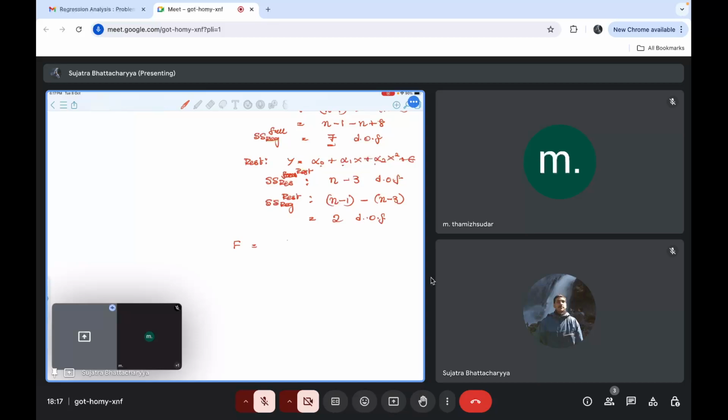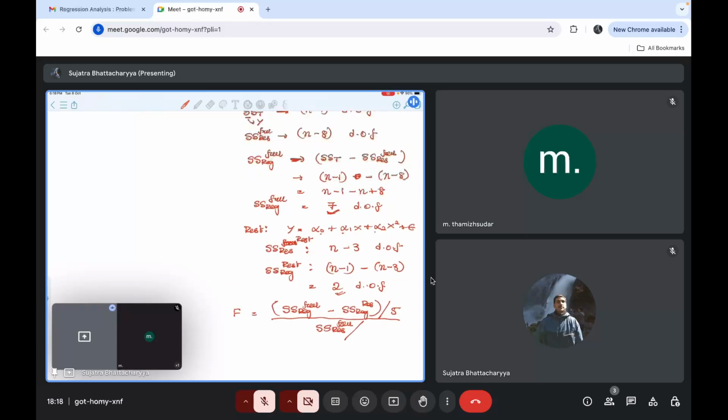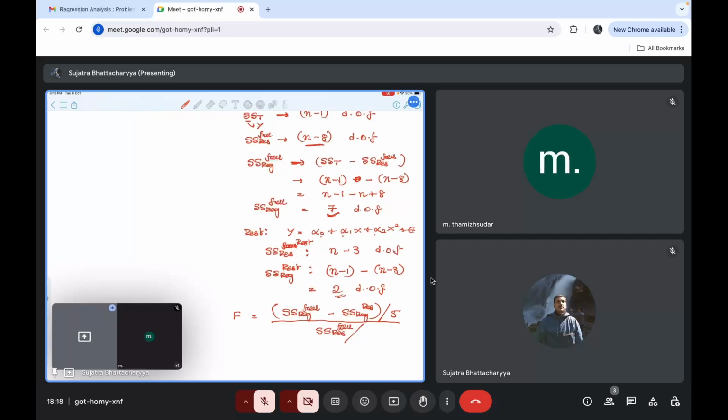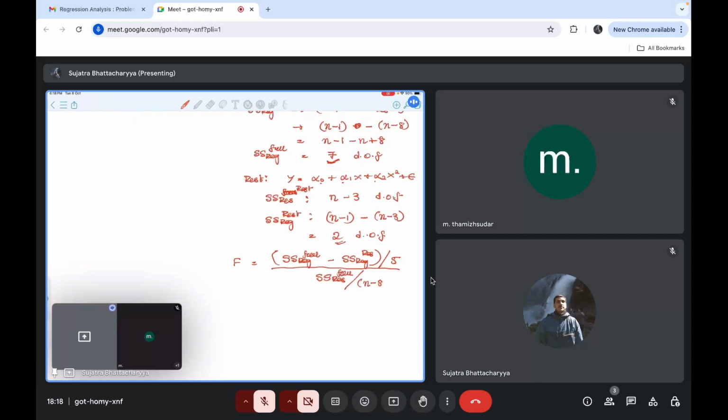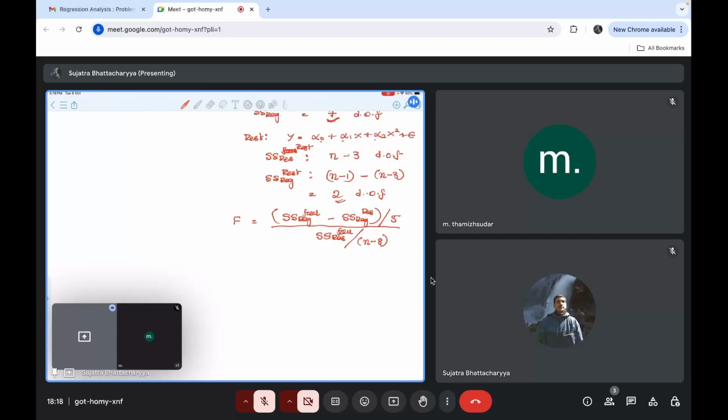So F will be SS regression of full model minus SS regression of restricted model. Now, how many degrees of freedom in the numerator? Full model 7 minus restricted model 2. So 7 minus 2 is 5, divided by MS residual of the full model, which is SS residual of the full model divided by residual degrees of freedom for the full model. How many residual degrees of freedom? It is n minus 8. So this is the extra sum of squares statistic, the F statistic.